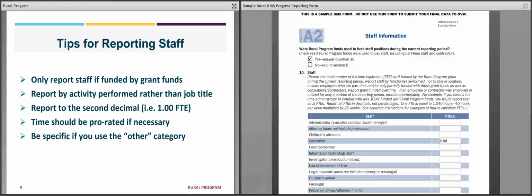And then please use the other category sparingly. For the most part, all activities performed by staff are included in the listed categories. If you do use the other, please be as specific as possible about the function the person was performing. And in the other descriptor, correlate each entry with an FTE amount if you enter more than one.